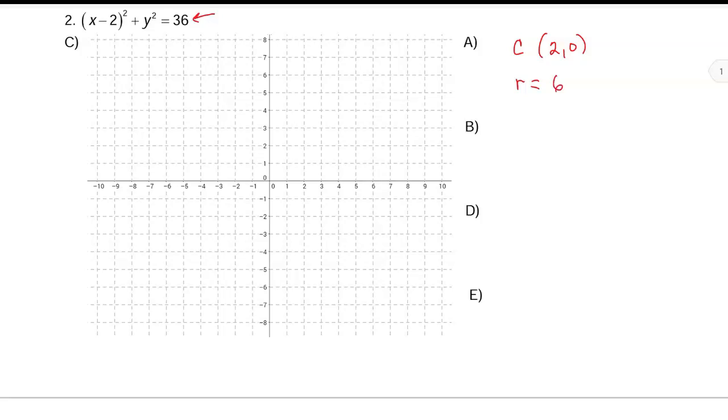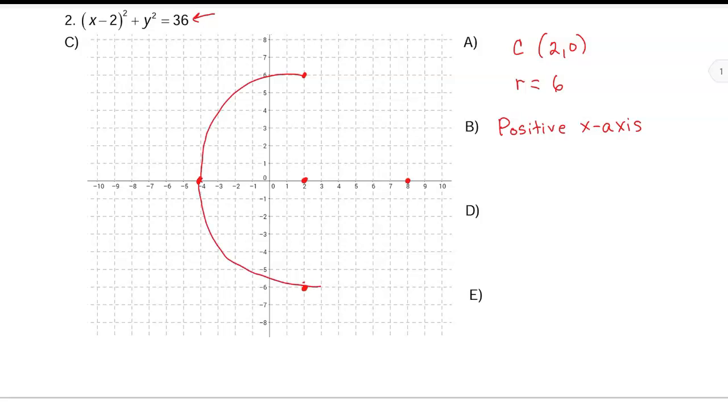Part B, the center of the circle is located right here at 2, 0, which is on the positive x-axis. Let's sketch the circle. The radius is 6, so I'm going to go up 6 units from the center and plot a point. I'll go left and down and to the right. Remember to try to round it out when you sketch it in.